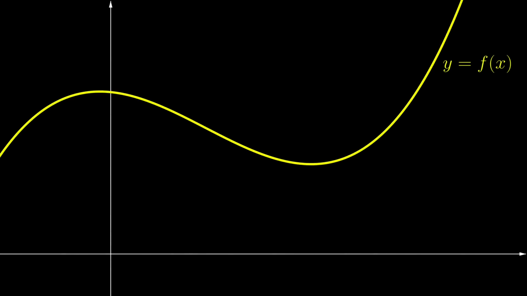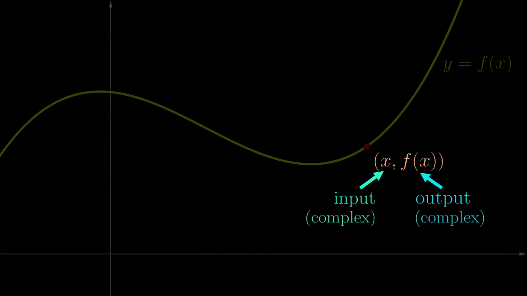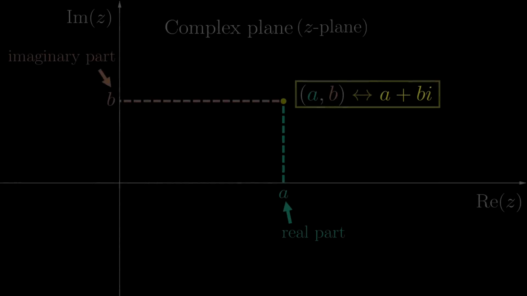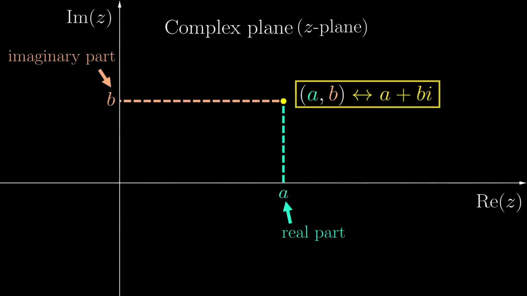Visualizing a function usually means plotting a graph. For each point, we record an input and the corresponding output under the function f. But what if both input and output are complex numbers? As said in the previous video, a complex number is represented with a complex plane, a two-dimensional object.